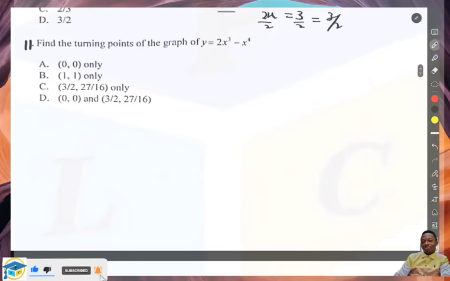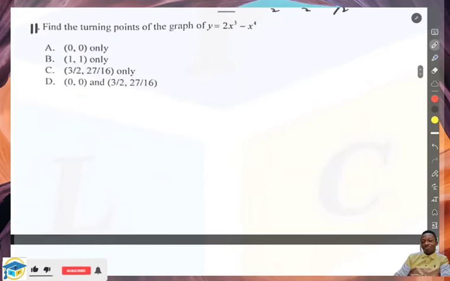You see what I was talking about here? Actually, what I've said explains the whole of this issue. Find the turning points of the graph of y is equal to 2x cubed minus x to the power of 4. So the same approach. So we find the first derivative of the function, equate that to 0, and then whatever we get, we'll substitute all into this original function that you see here. And then we get the values of y. Simple. Okay?